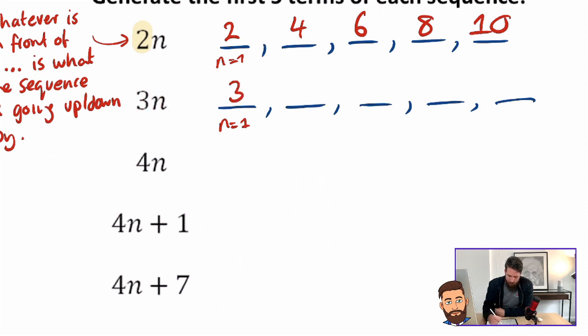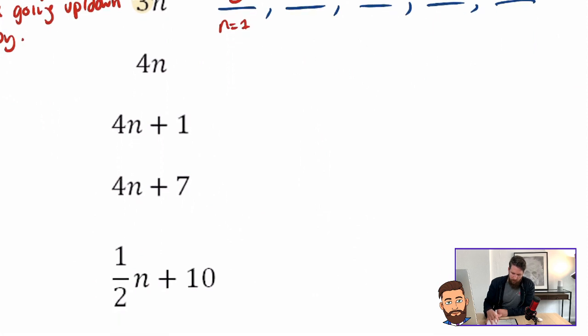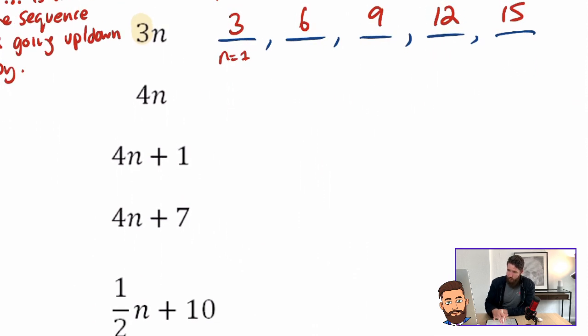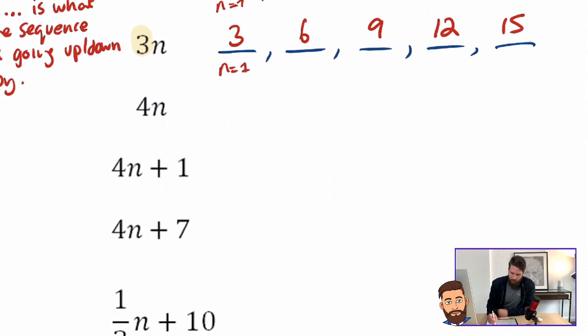Second term, n would be 2. 3 times 2 is 6. However, what do we also know? What do we know the sequence is going up by? 3. So I could just add 3. 9, 12, 15. Either way, whichever method you pick will get you the right answer. Okay. So hopefully you can see those first 3 are quite straightforward. So I'll just leave you to do the second one.